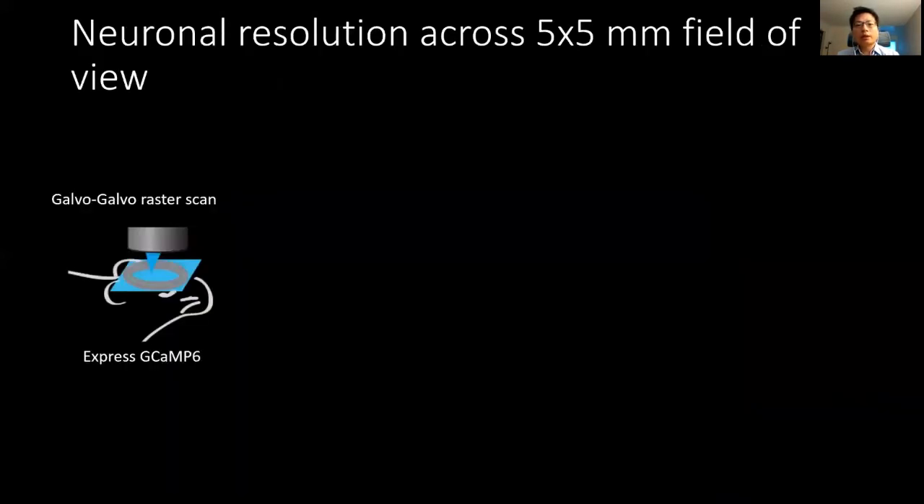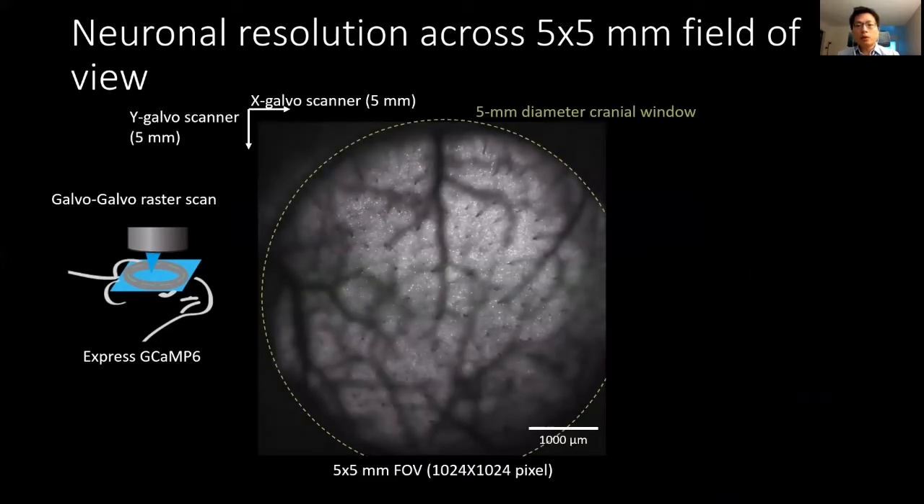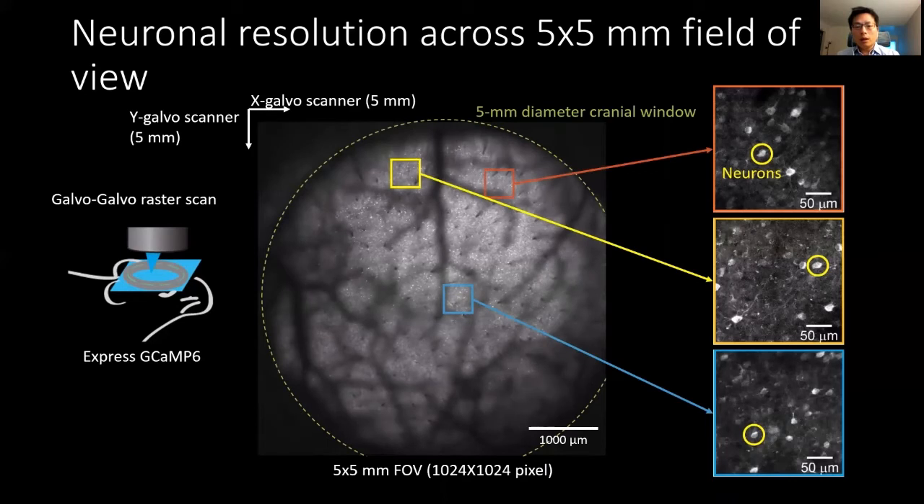To further demonstrate the functionality of the Diesel2P system, we performed in vivo imaging of a mouse expressing the genetically encoded calcium indicator GCaMP6. The image shows that the brain tissue under 5 mm diameter cranial window can be readily imaged under Diesel2P's 5 by 5 mm field of view. If we zoom into different locations of the brain, we can see the neurons are individually resolved.